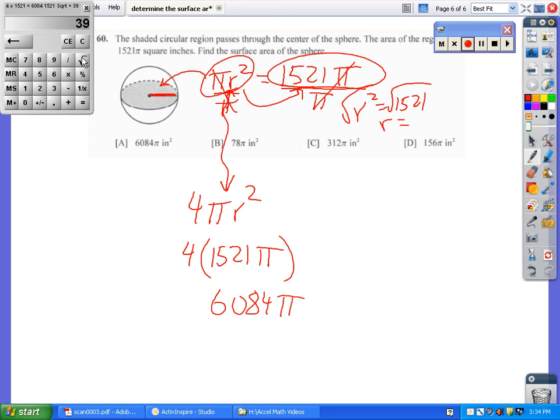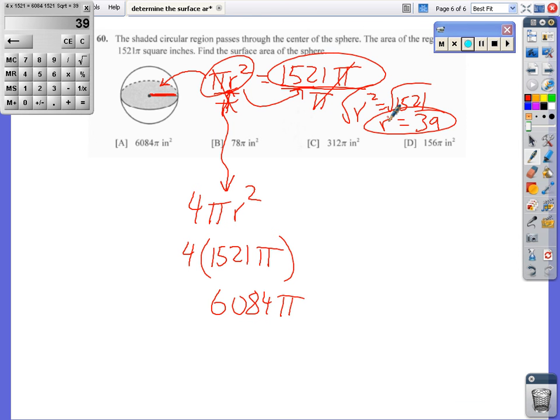So if you want to go back and check me and plug this into the formula, you can. Otherwise, you can go with this: 6084 pi inches squared. That's it.